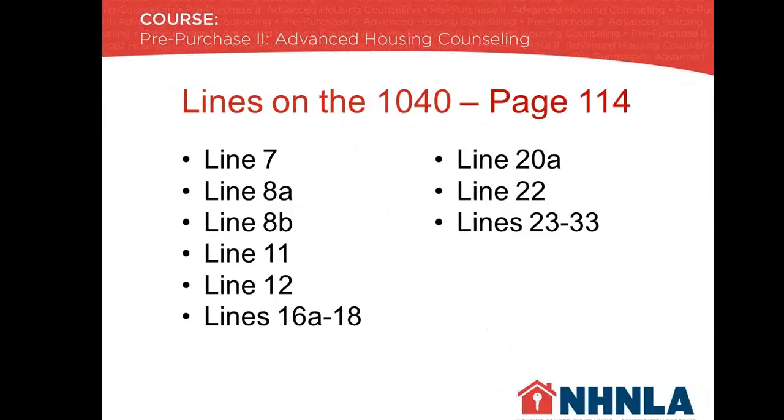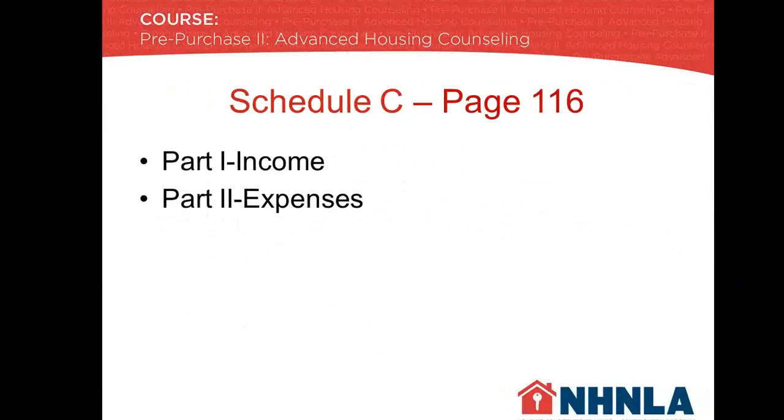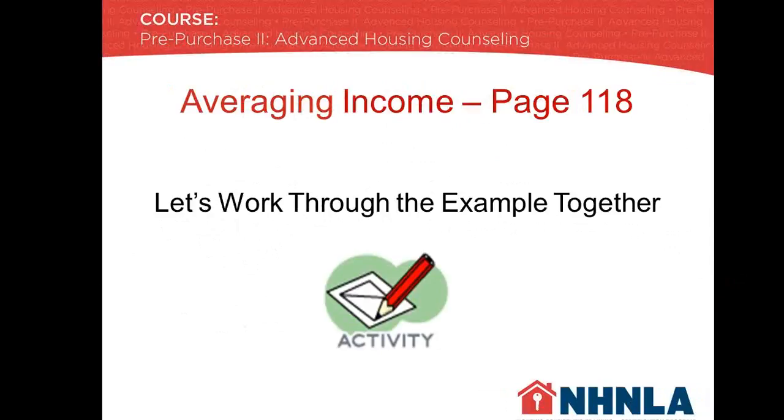Lines 23 through 33 are deductions from taxable income, which again are not used for self-employed clients. What you do use is Schedule C, and you start by looking at the gross income, but you don't use the gross income because you add in expenses. That's part 2. You add some of the expenses back in. So you will take these steps working through the example on page 118.